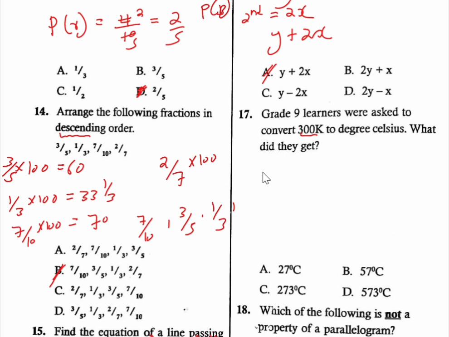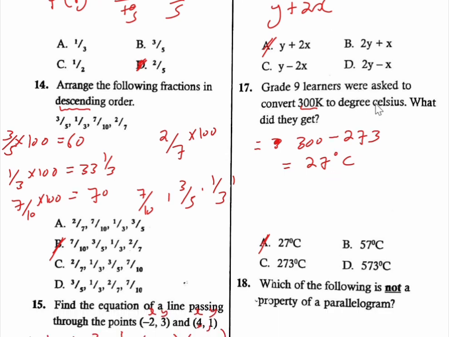So this will be 300 minus 273. We subtract these two, we get 27. So 27 degrees Celsius, and therefore the correct answer is A. So we subtract 300 minus 273, get 27. So to convert degrees Celsius to Kelvin, you add 273, and to convert Kelvin back to degrees Celsius, you subtract 273.